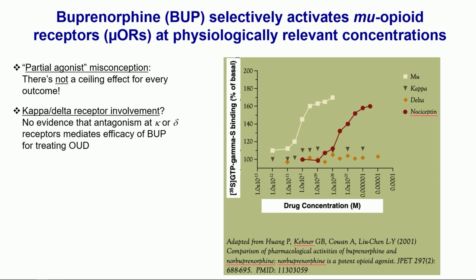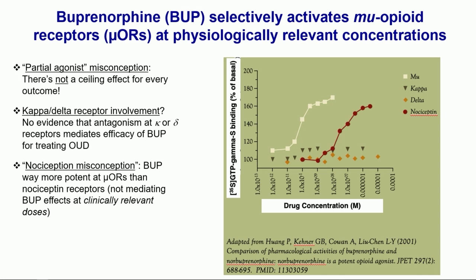It's an antagonist at kappa and delta receptors, so that's why the orange and the black data points there are pretty flat, so it doesn't generate a GPCR signal. There's no evidence clinically, despite animal models, that the kappa or the delta antagonist properties of buprenorphine mediate its clinical efficacy. We would need specific pharmacological tools to demonstrate that, which only exist right now in animal models.